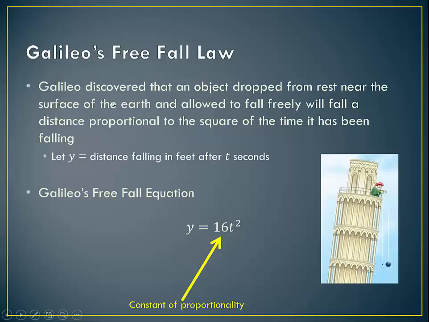Now, because Galileo, being who Galileo is, used metric units, if you research this, you might actually see it written in metric units. So it's the same equation, it's just that in this case, instead of my y being in feet, my y is going to be in meters.